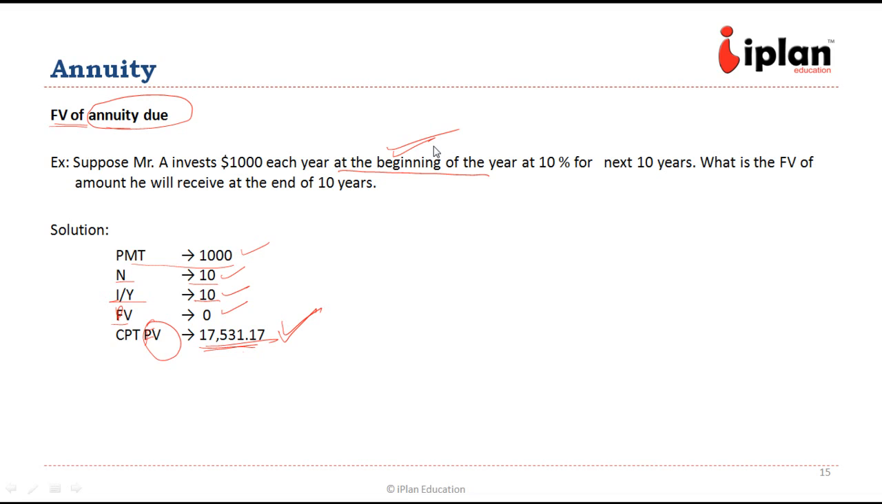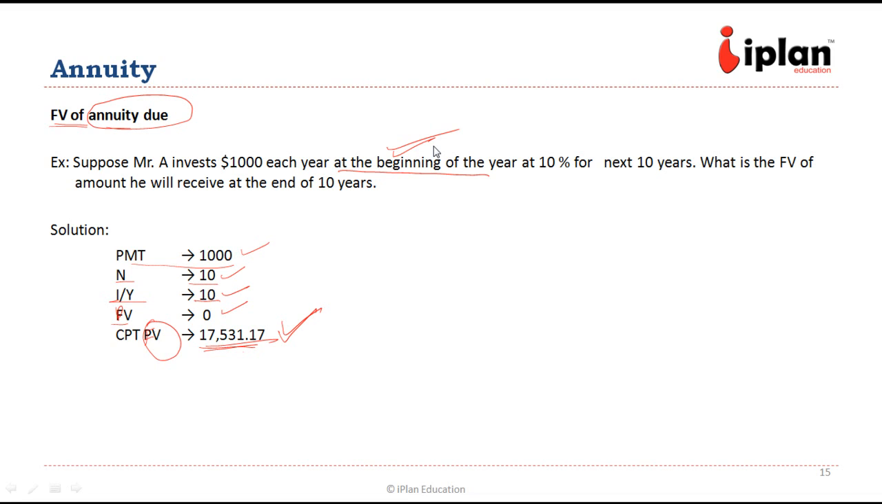So this is how we interpret the case of annuity for present value and for future value, and both the cases, annuity due and the ordinary annuity. We can simply put these values in the calculator and there is no need for getting into any formula.